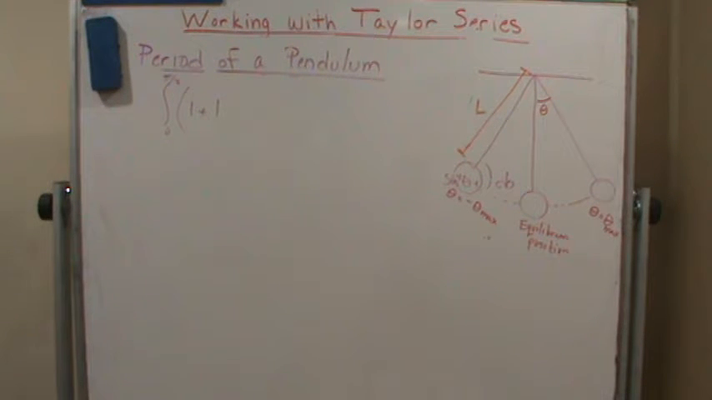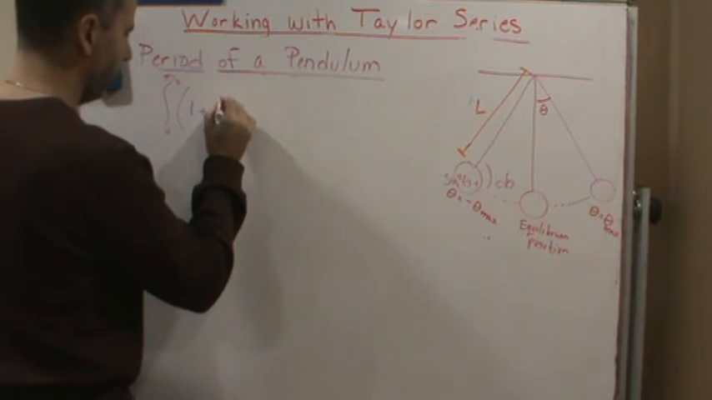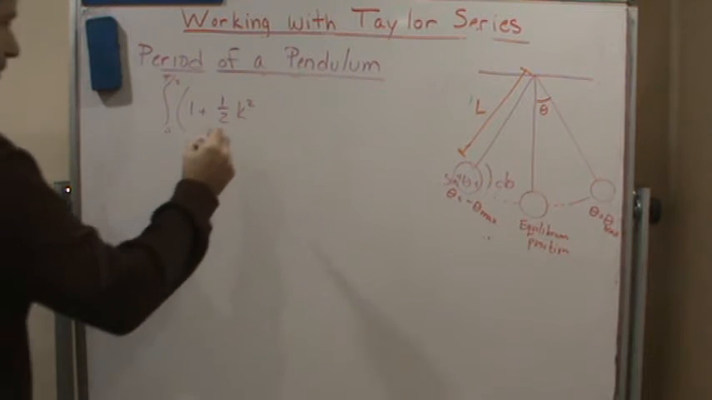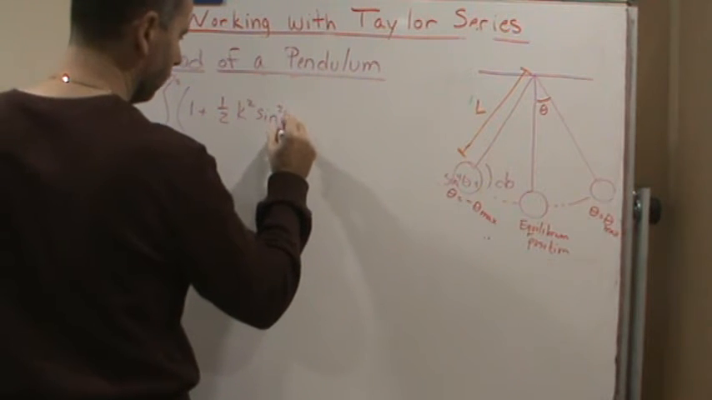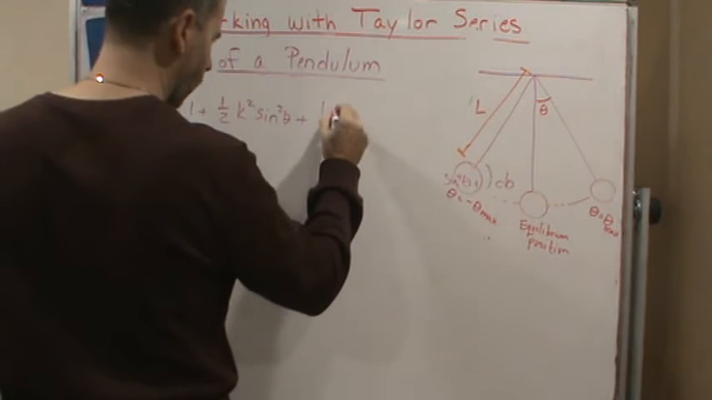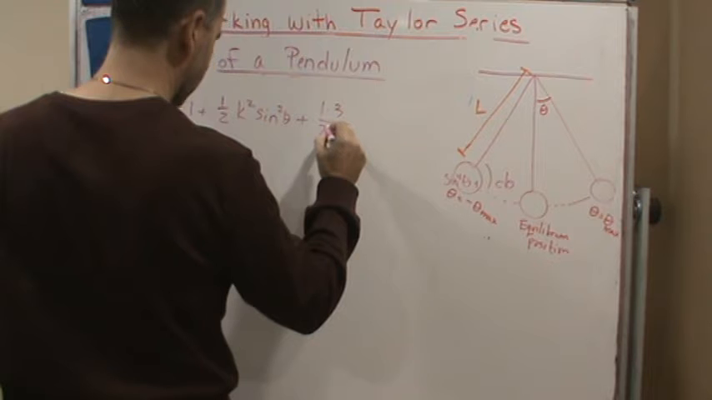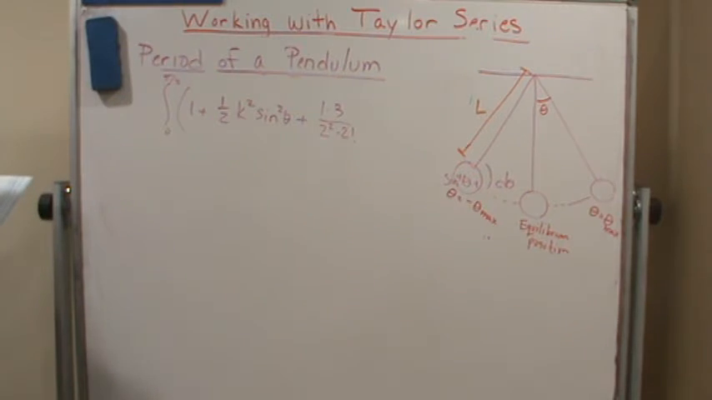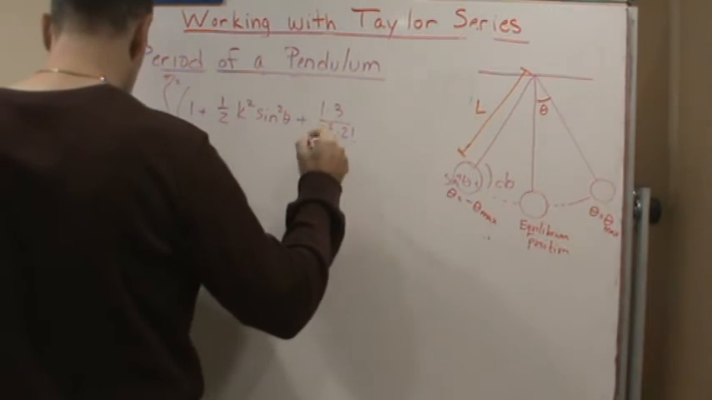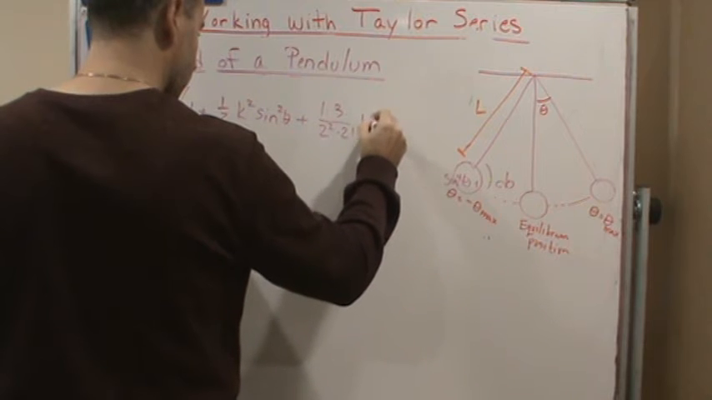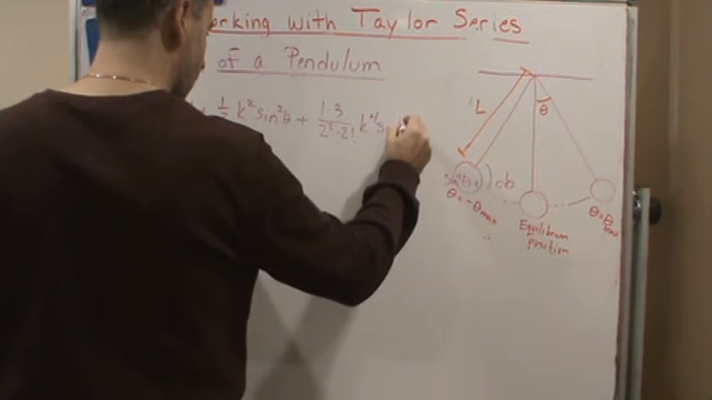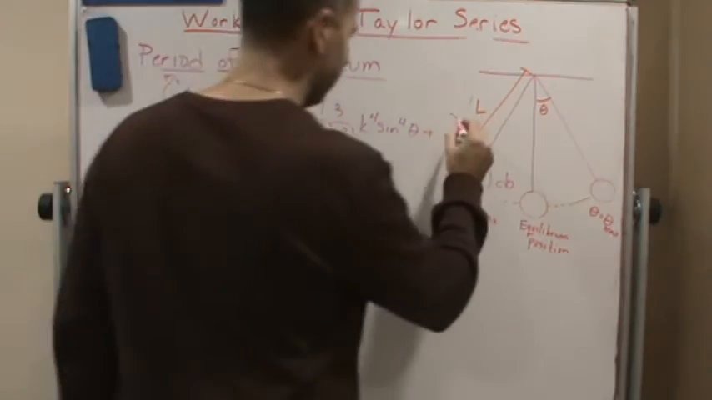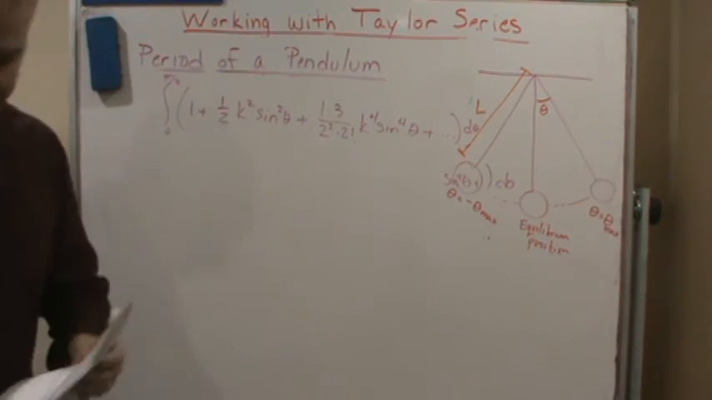Of 1 plus 1/2 k squared sine squared theta plus 1 times 3 over 2 squared times 2 factorial times k to the 4th sine to the 4th theta, and so on, d theta.